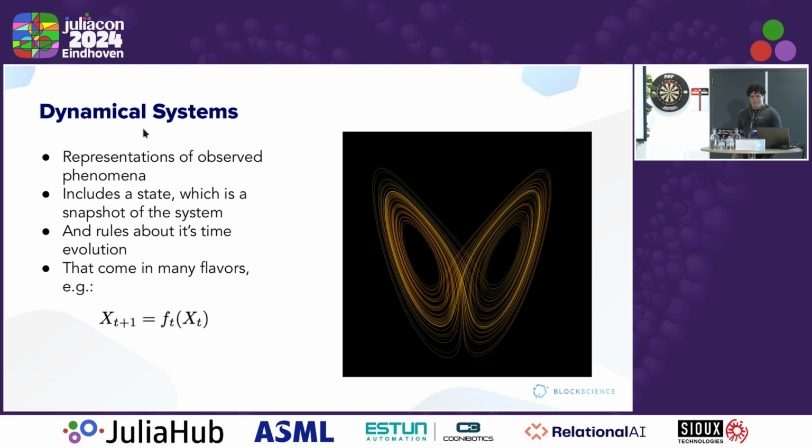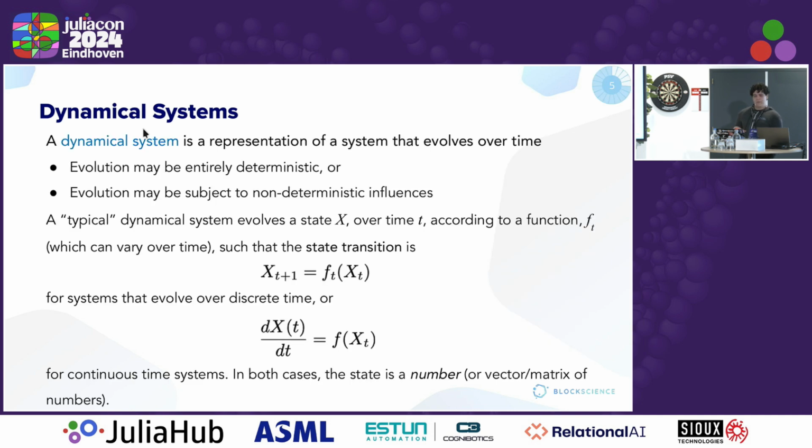So what is a dynamical system? Very basically, a dynamical system is a representation of an observed phenomenon that includes a state, which is basically the snapshot of a system, and includes rules about the time evolution of that system. And it comes in many flavors. So the evolution of a dynamical system, for example, can be entirely deterministic, or it can be subject to non-deterministic influences, to randomness, that is external or internal of the system.